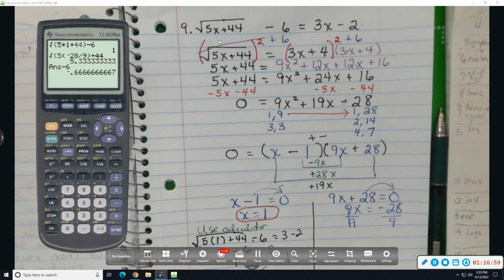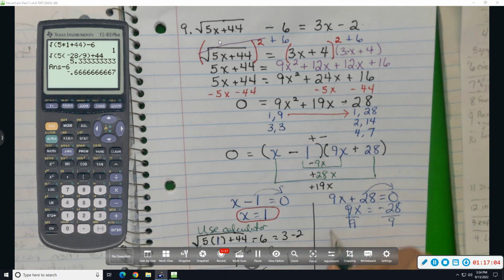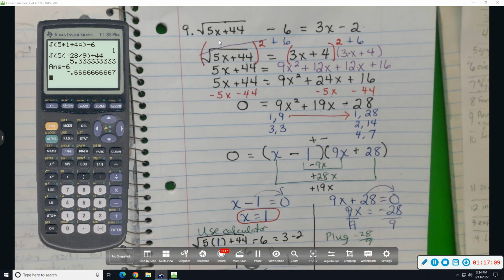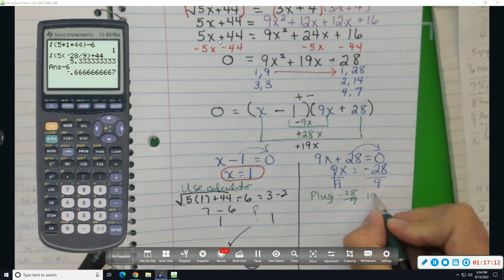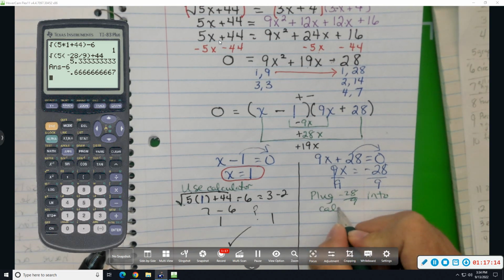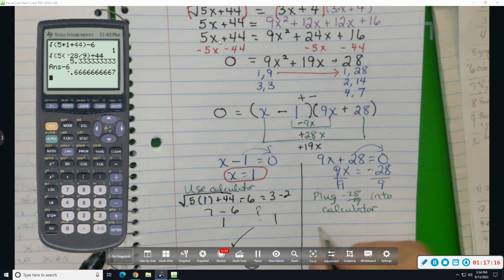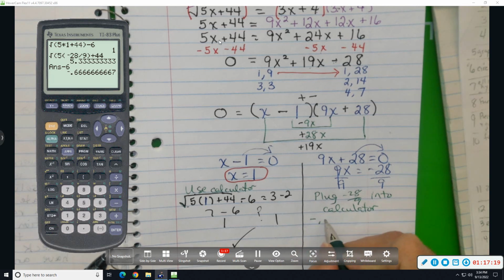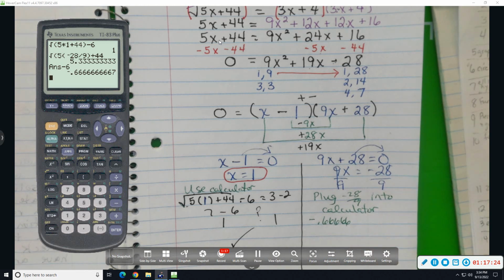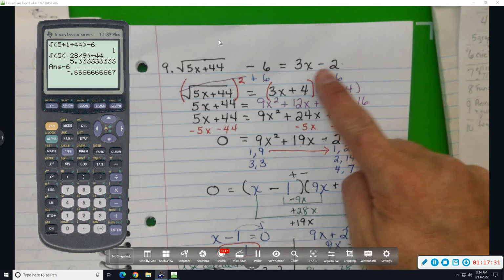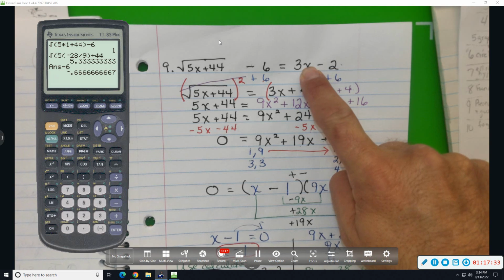So on the left-hand side, when we plug into your calculator, let me make a note: plug negative 28 over 9 into calculator. On the left-hand side, we get a negative 0.66666. Now, I'm not going to write all those digits. Now let's plug it into the right-hand side. In place of this x, put a negative 28 over 9.